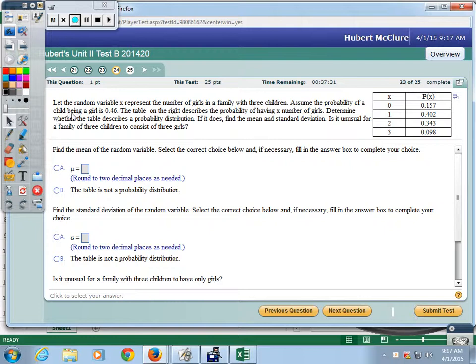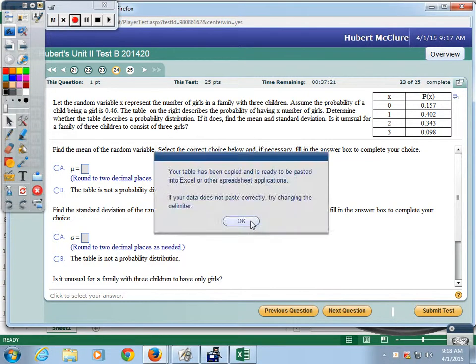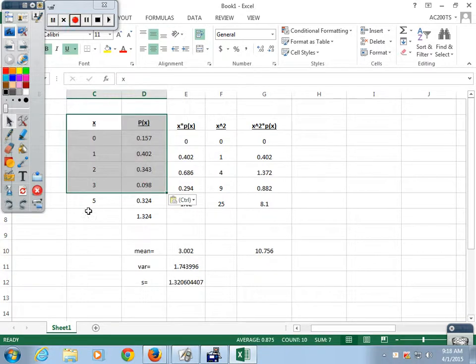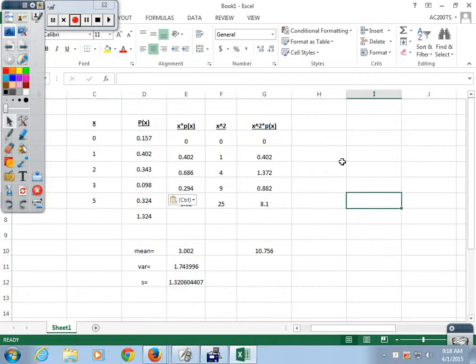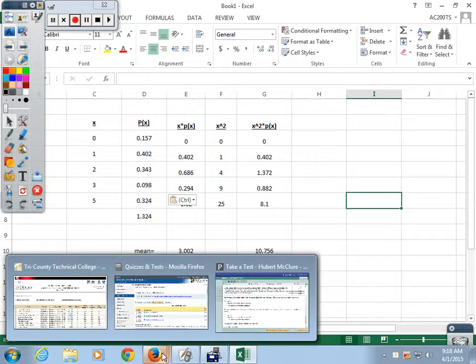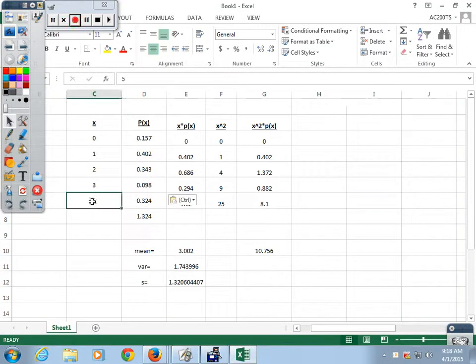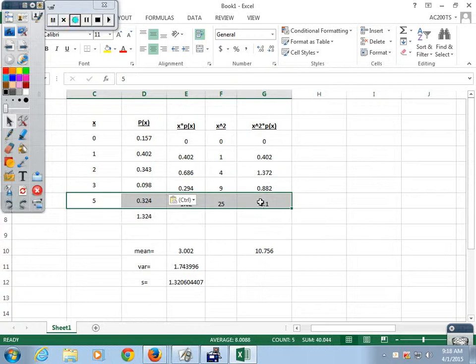Assume the probability of a child being a girl is given. Find the mean. Okay, let's find the mean. Let's take this, copy it, then go take our Excel spreadsheet and put it in. Did it copy everything correctly? Let me make sure. No, it jumped to 5. That's what I'm saying. 0, 1, 2, 3. So I need to take it off. Y'all check my numbers now. Make sure that they're still decent.